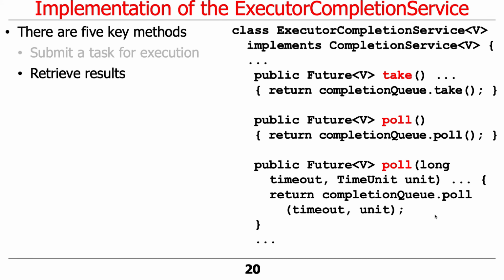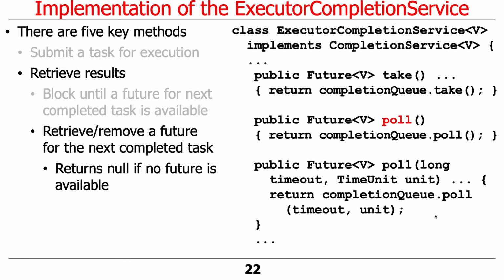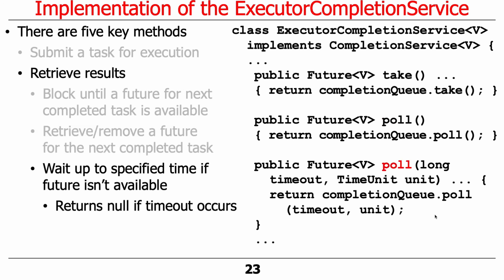Retrieving results, very, very simple. It's almost obvious. The take method will simply forward to the completion queue's take method, which will block until there's a new future available, which is then retrieved and removed from the queue. The poll method just forwards to the completion queue poll, which will either return a result if there is one or return null. And then poll with the timeout waits for that specified amount of time to see if a future is available. And if there is not one by that time, it gets null. Otherwise, we get one back.